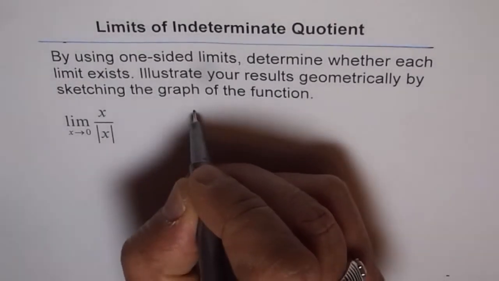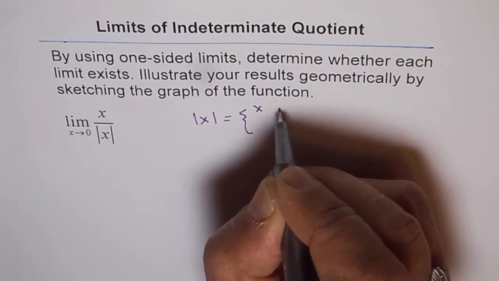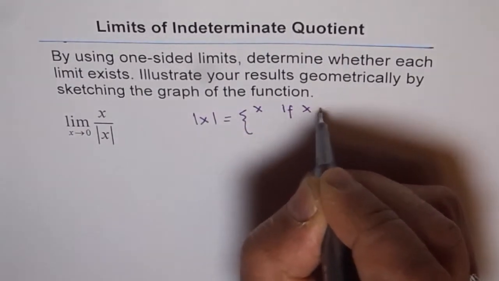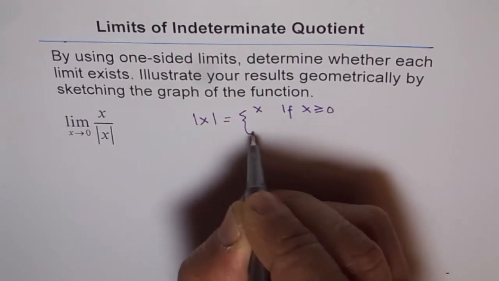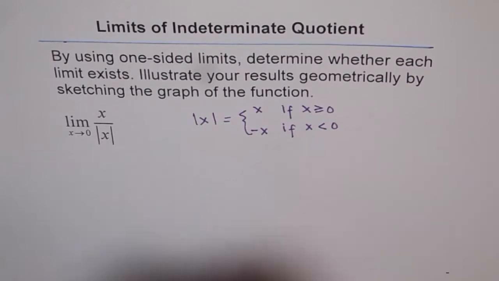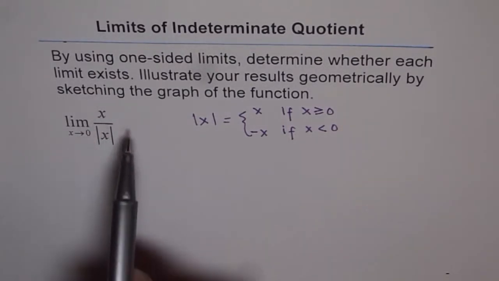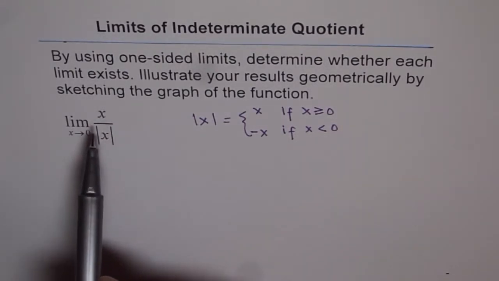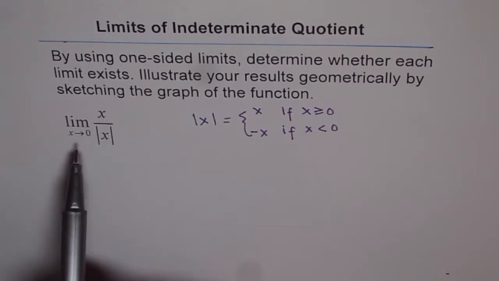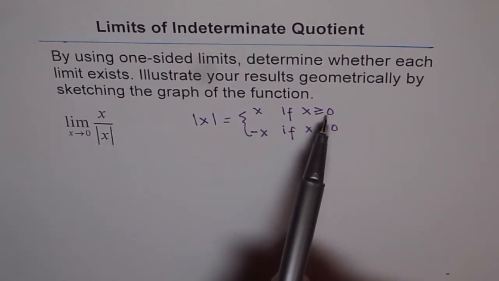So absolute x is defined as equal to x if x is greater than or equal to 0, and it is equal to minus x if x is less than 0. So that is the basic definition of absolute x. Now when we say that the limit of this function as x approaches 0, we are considering actually this junction.